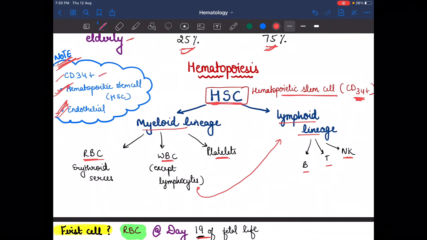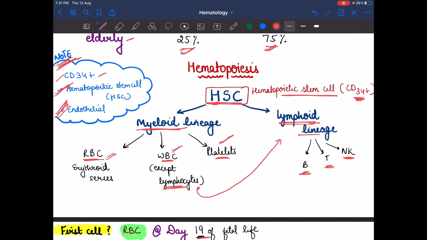Now the hematopoietic stem cells consist of myeloid lineage and lymphoid lineage. Myeloid lineage has RBC, WBC and the platelets. WBC except the lymphocytes, because lymphocytes are in the lymphoid lineage, and that is B, T and natural killer cells. So these were the myeloid lineage and lymphoid lineage.